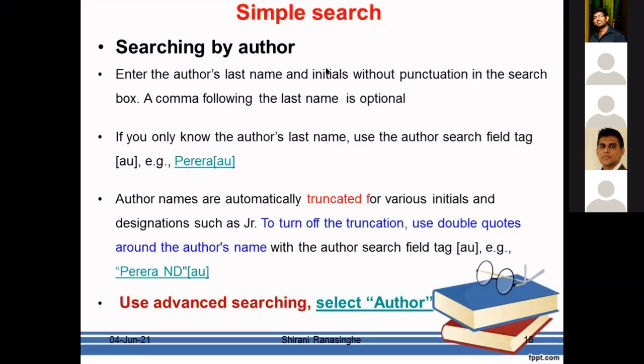You can use author search if you know exactly about the author. If you have done some quick searching and you are familiar with an author who is an expert in that particular field, and you want to find out more articles published by that author, then you can use author search. Here, if you only know the author's last name, you can just use the author field. Can you see?